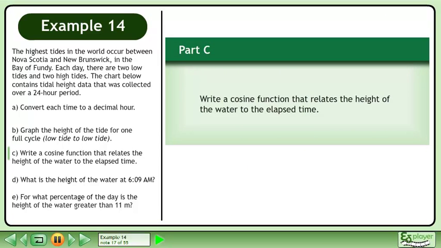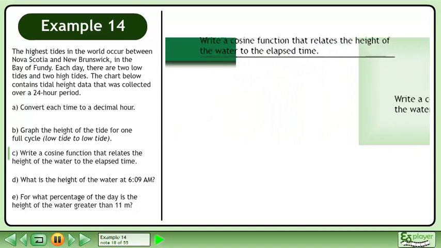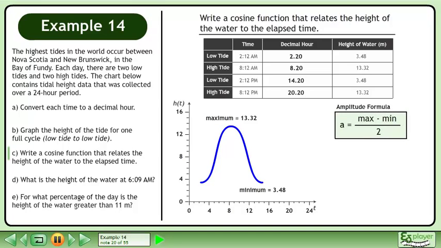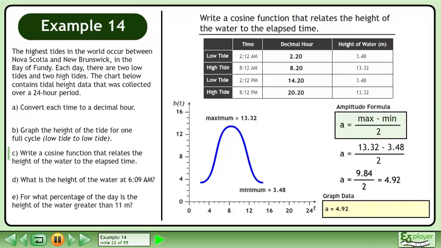In Part C, write a cosine function that relates the height of the water to the elapsed time. Bring up the table in the graph. The minimum is 3.48 and the maximum is 13.32. The amplitude is A equals max minus min over 2. Plug in 13.32 for the maximum and 3.48 for the minimum. The amplitude is 4.92.